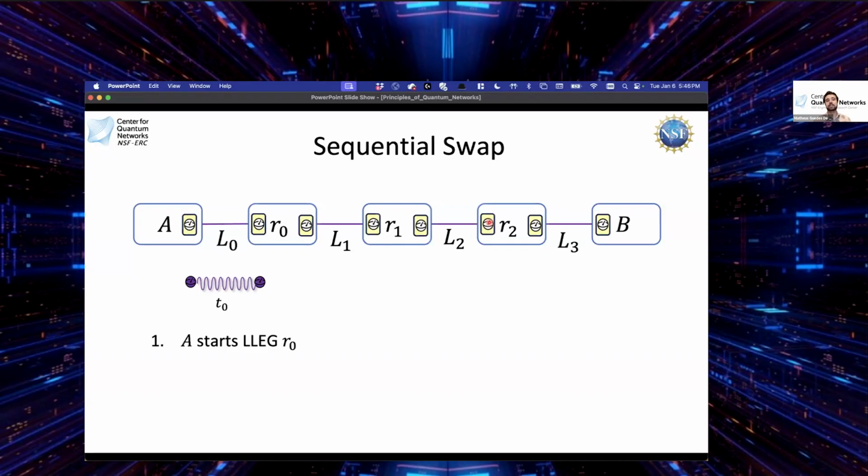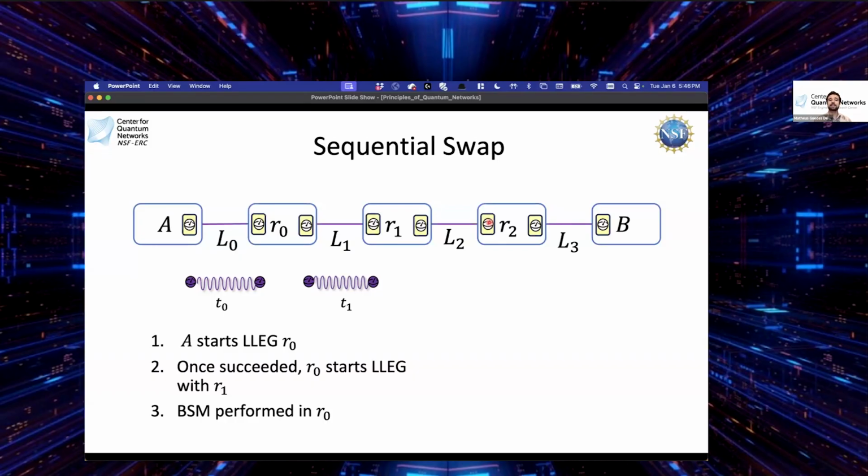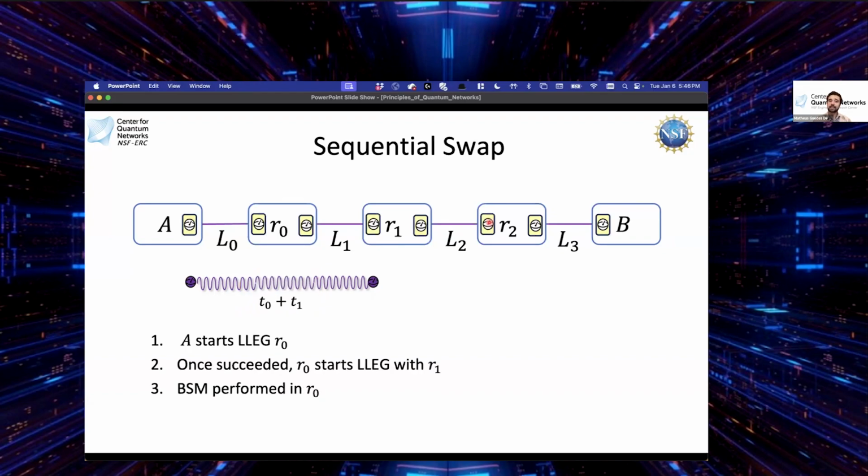Whenever we successfully generate entanglement between these two nodes, we can start generating entanglement between R0 and R1, which will take some time t1 because link level entanglement generation is a probabilistic process. Whenever we finish this, we can perform a Bell state measurement in the repeater R0, which is an entanglement swapping operation, and generate entanglement between A and R1, taking a total time of t0 plus t1. We then repeat this process until we generate an entangled state between A and B.